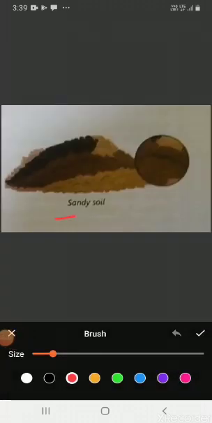This is the figure of sandy soil. Sandy soil is rough and yellow in color. Sand particles are large and can easily be seen. Sandy soil cannot hold much water. That's why not many plants can grow in it.